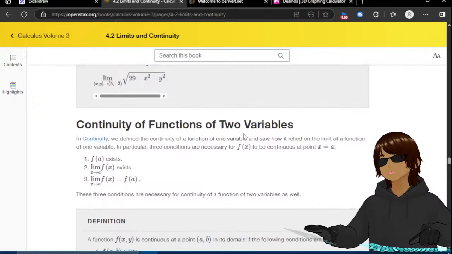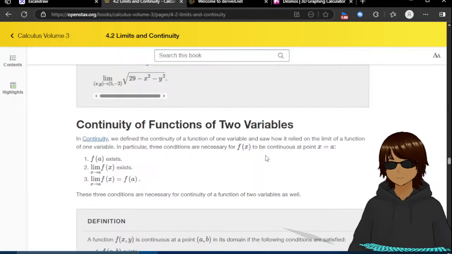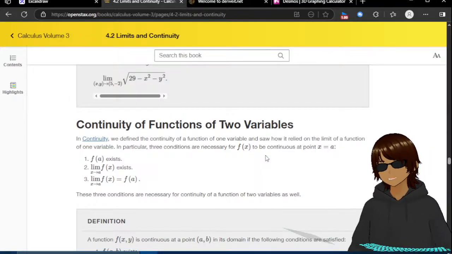In continuity, we define the continuity of a function of one variable and saw how it relied on the limit of a function of one variable. In particular, three conditions are necessary for f of x to be continuous at the point x equals a. f of a exists, the limit as x approaches a of f of x exists, and the limit as x approaches a of f of x is equal to f of a.